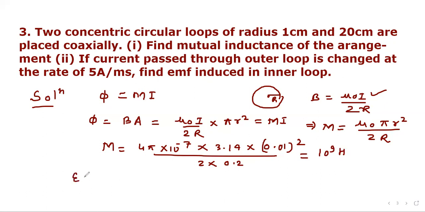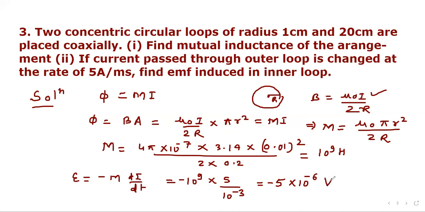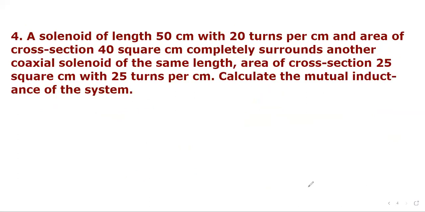Now we know that E equal to minus M dI by dt. So we have got the value of M as 10 power 9, put here minus sign, times dI by dt. Current changes 5 ampere per millisecond, that is 10 power minus 3. So this will come out to be 5 into 10 to the power minus 6 volt. Now let's see next question.